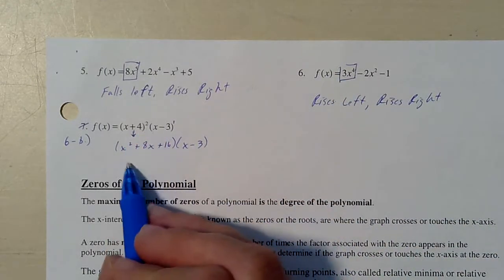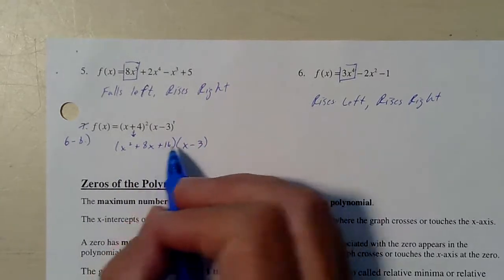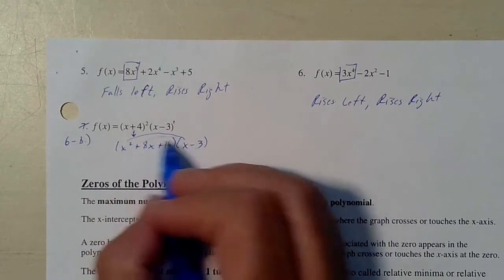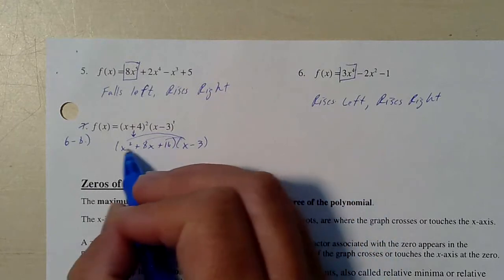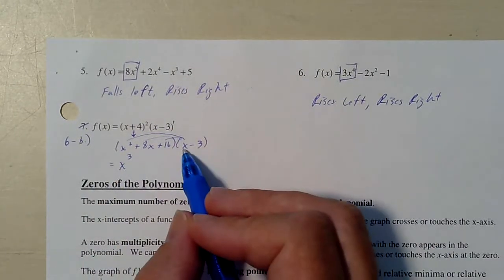So here, let me show you how we could start multiplying this out. x plus 4 squared is equal to this, and then I have to multiply by x minus 3. So I just take this x minus 3 and distribute it. Take the x, multiply it through, and then take negative 3 and multiply that through. So x times x squared gives me an x cubed.